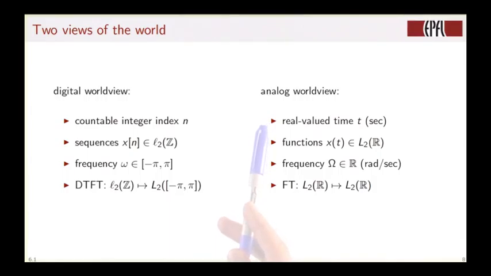The analog worldview is that we have a real time in seconds. t is measured in seconds. We have functions on the real line, x of t. We like them square integrable. That's what we call L2 of R. The frequency is given in radians per second and is unlimited, unlike in the discrete time case. And we have a Fourier transform that maps L2 of R functions into L2 of R functions, as we will see shortly.